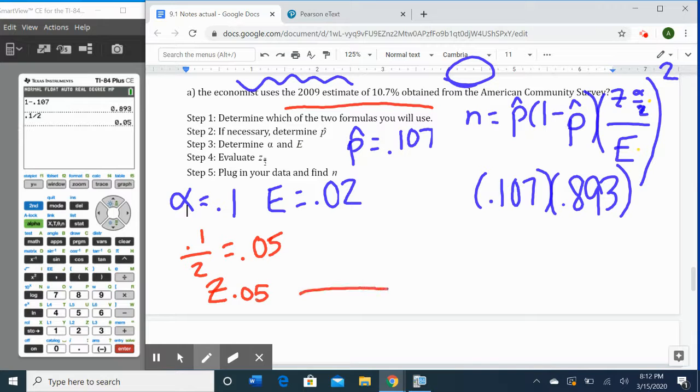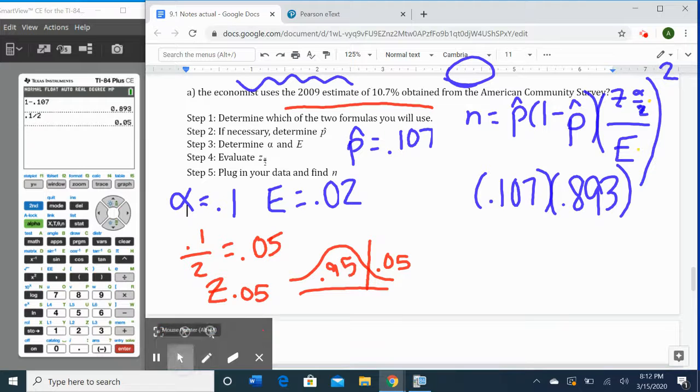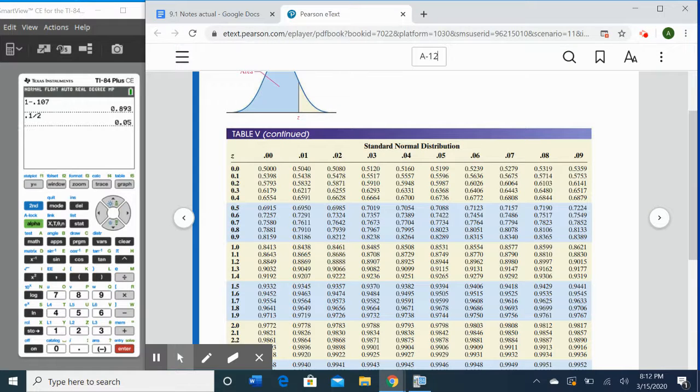Whether you draw this picture or not is not necessary, but I want to know the z-score such that the area to the right is 0.05, which means the area to the left is 0.95. So I'm going to use my chart and look for which area is closest to 0.95. Fortunately, I don't need to scroll because right there is closest to 0.95.